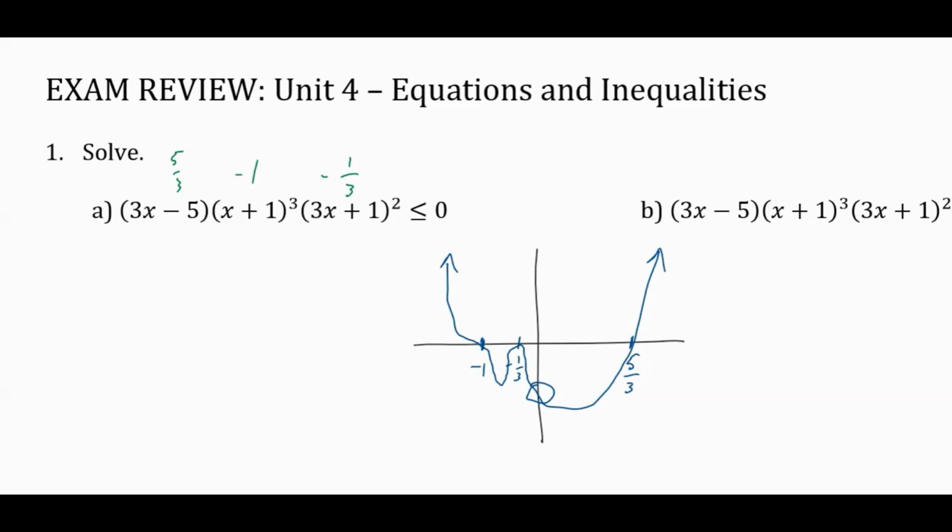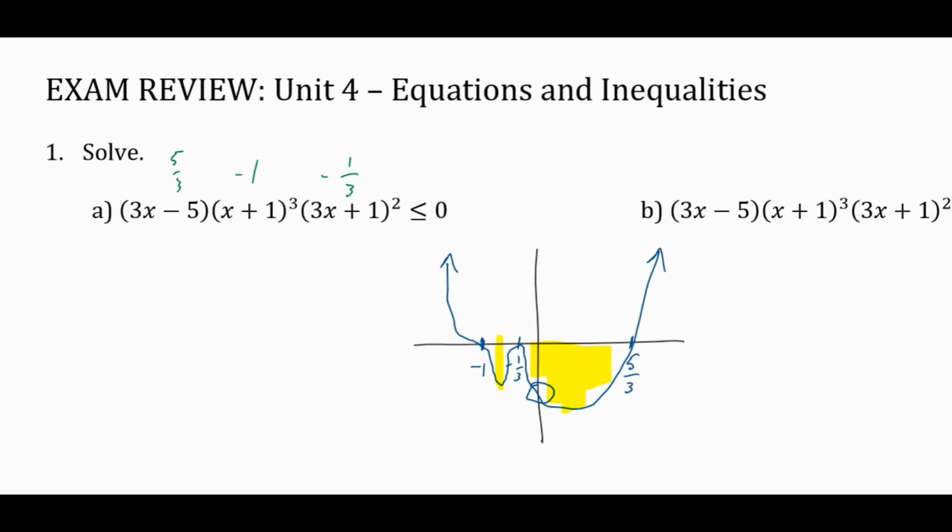Okay, so now we got it, and now we just use this graph to read our solution right off of it. So this is, here we go, less than or equal to 0. Where is this less than or equal to 0? In this little bit here, and in this bit here, and it is equal to 0 right there. It's also equal to 0 right there.